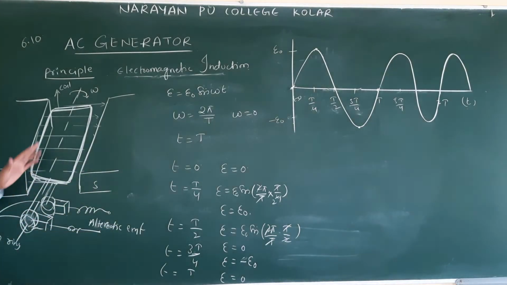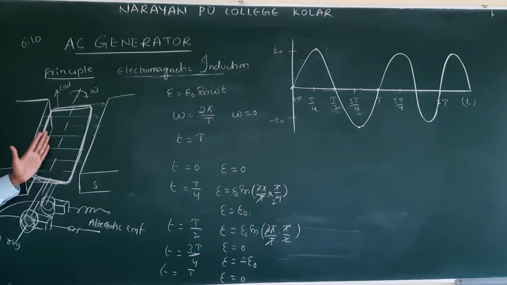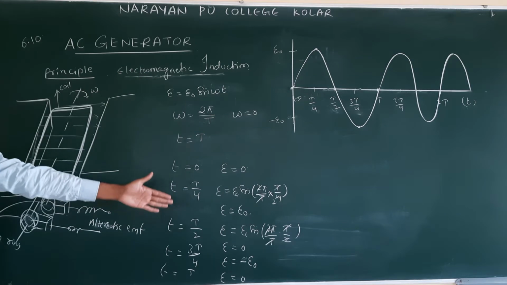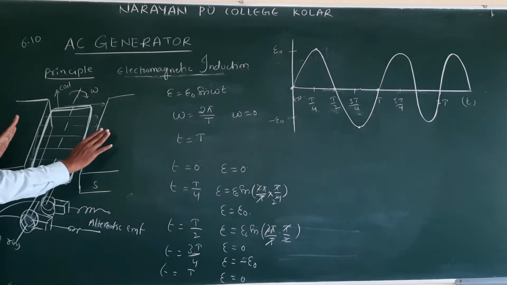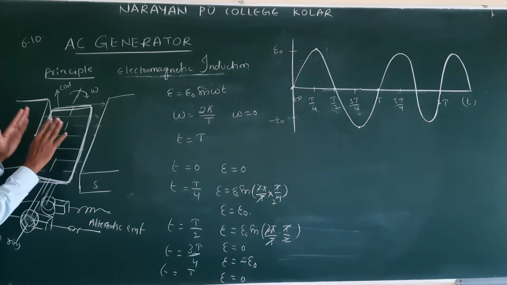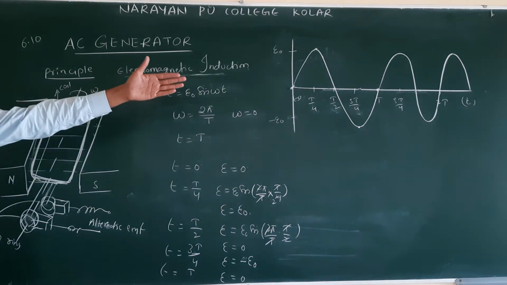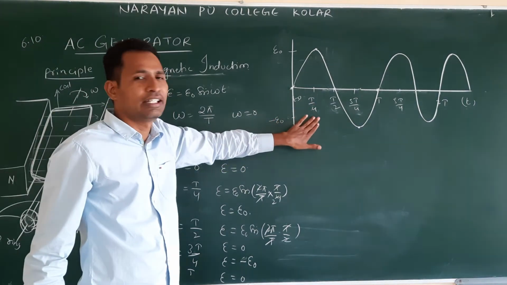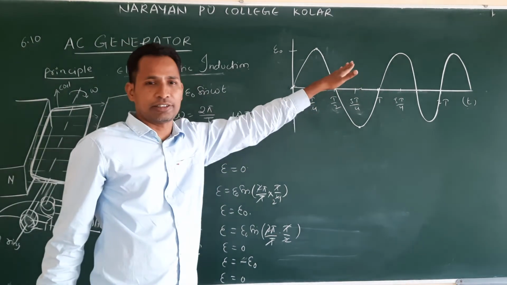You may have a doubt: I will keep the conductor constant, this loop. You can rotate the magnet, no problem. You will find the same effect. Or keeping the magnet constant, rotate the coil. You will find the same effect. Keeping the coil constant, rotate the magnet. You will have the same effect. So this is the graphical representation of EMF, how it is altering. Clear?